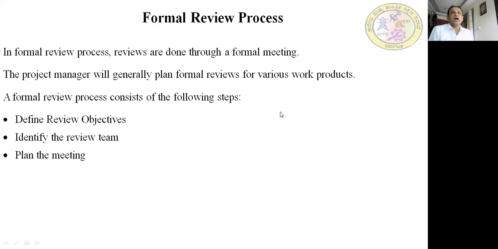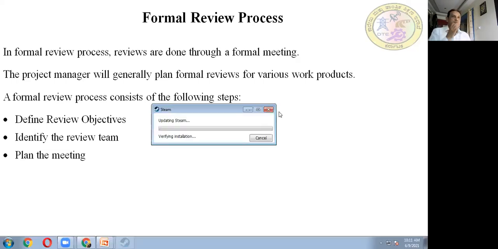Informal is nothing but simply asking somebody to do the things. That is what we call informal. Formal is when you do things officially. That is the informal review process. Reviews are done through a formal meeting. The review process is nothing but checking whether your software design or requirements or code is correct or not. That is what we call the review process.